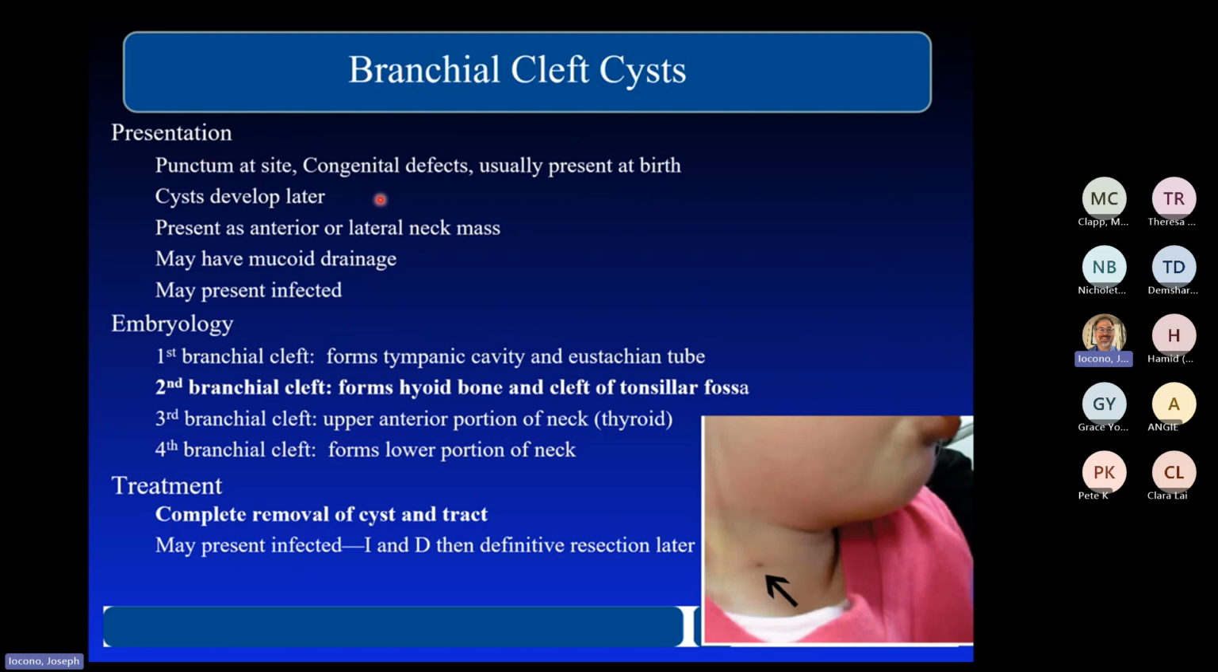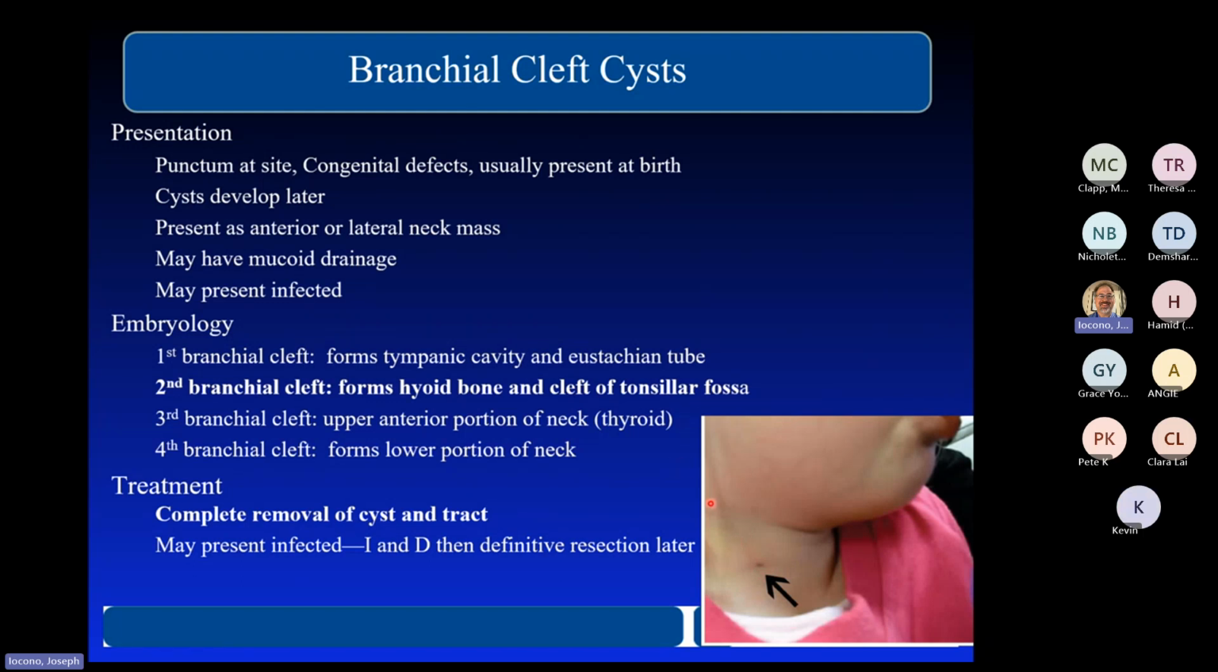Branchial cleft cysts. They're the ones that are going to have a punctum. They're going to be somewhere in the lateral aspect along the line from the back of the ear all the way down the lateral neck to the chest. The second branchial cleft is the most common. It forms the hyoid bone, the cleft of tonsillar fossa. So this little punctum will have a tract that goes all the way back into the posterior tonsillar fossa and the back of the throat. The treatment is complete removal.